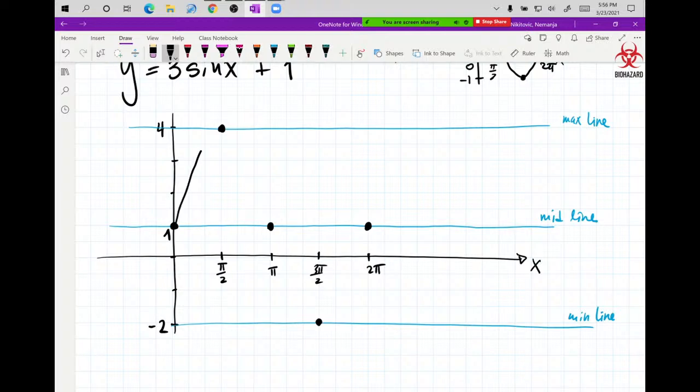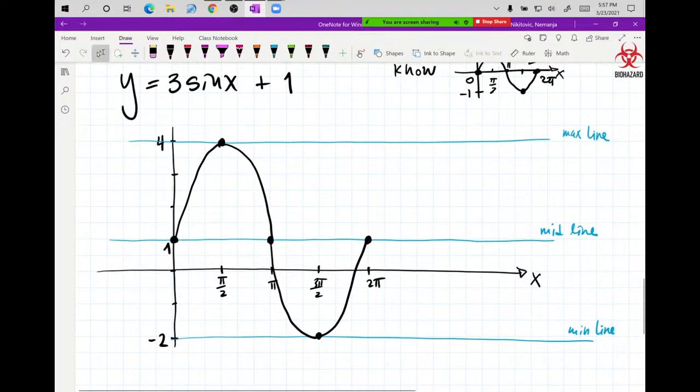So we draw the wave through this, and it ends right there. And there we go. That is our 3 sine x plus 1. Do I have amplitude of 3? Yeah, I do, because 4 minus 1 is 3. Do I have amplitude of 3 over here? Sure, -2 minus 1 is -3, right?